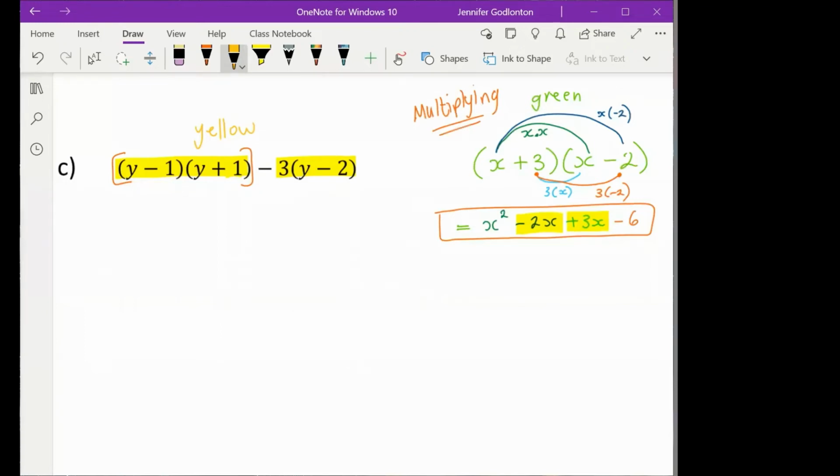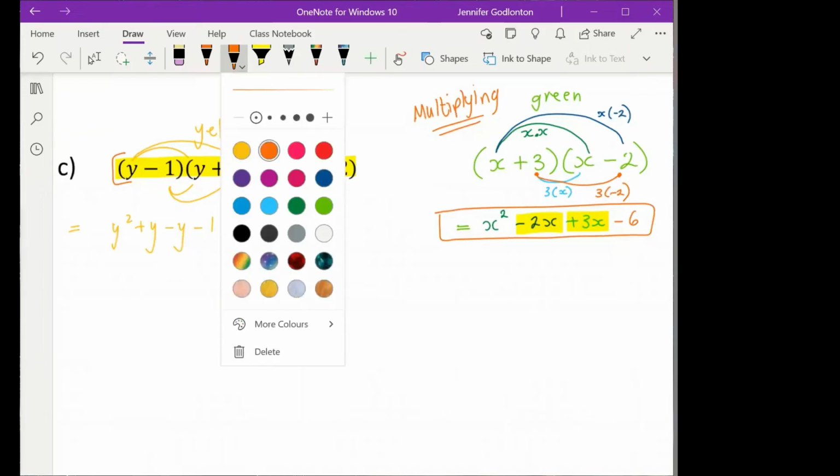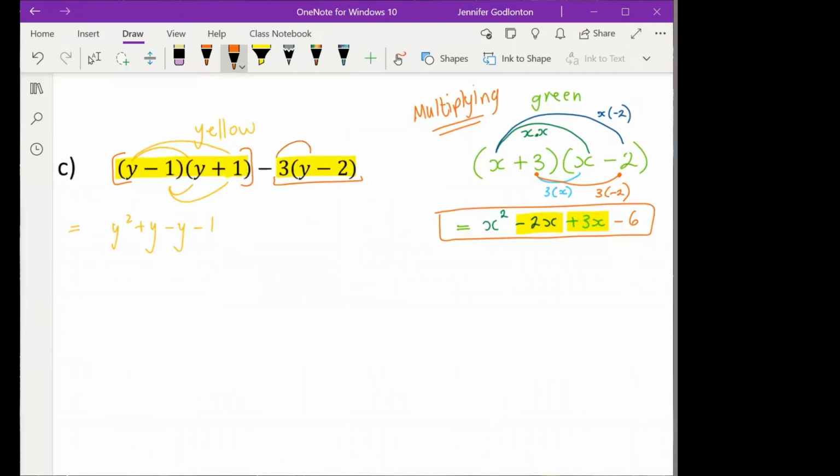Okay, so yellow, we're first going to do these binomials over here. So y times y is y squared, y times 1 is y, negative 1 times y is negative y, negative 1 times 1 is negative 1. And then my second term over here, I'm taking my negative 3 into both of those. So negative 3y and negative 3 times negative 2, which is positive 6. Okay, so I get to this point over here. Now that I've multiplied everything out and simplified each term as much as I can, we're just going to add our like terms together.